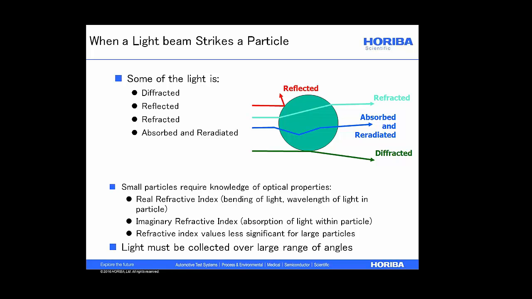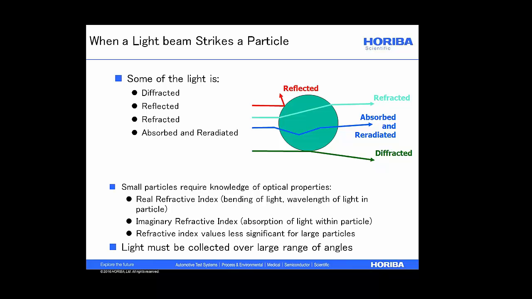And we'll start with what happens when light strikes a particle. Well, some of the light is diffracted. That is, it's kind of absorbed or re-irradiated by the particle. We'll just call it absorption re-irradiation, which is somewhat different than the absorption re-irradiation here, which is more thermal. Refracted, where the particle acts like a lens, or reflected, where the particle acts like a mirror.